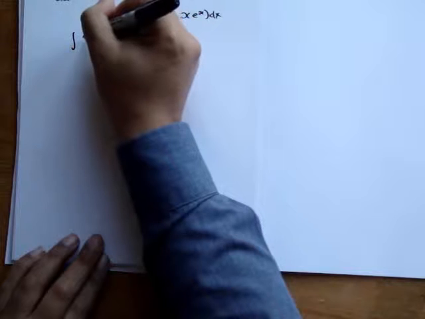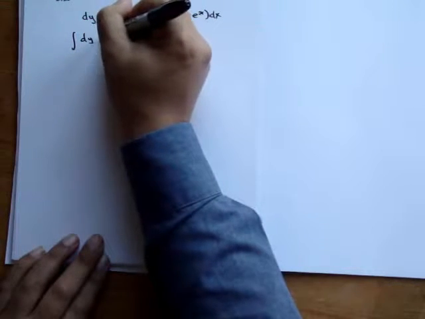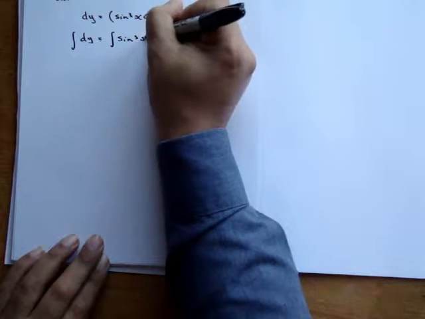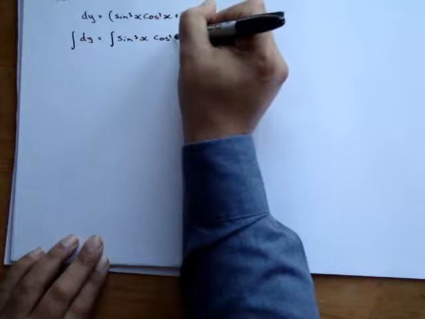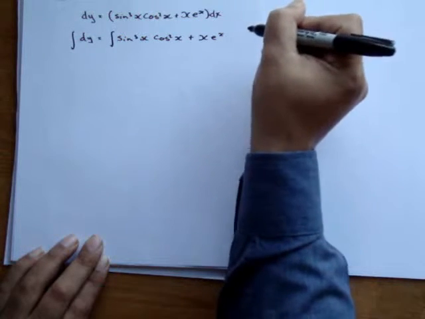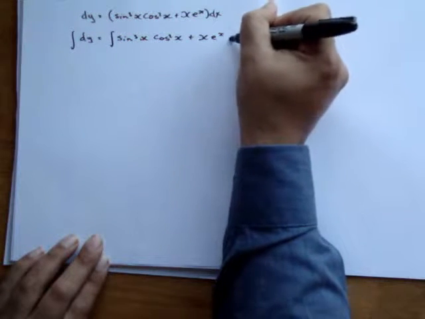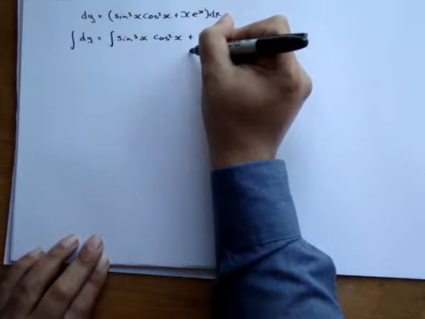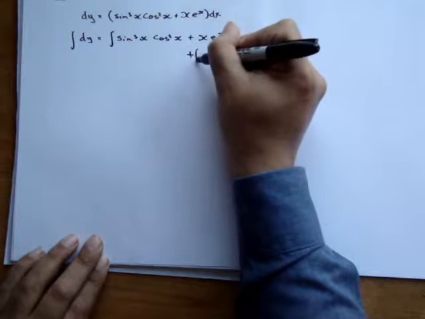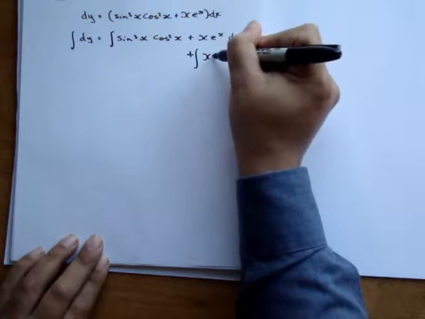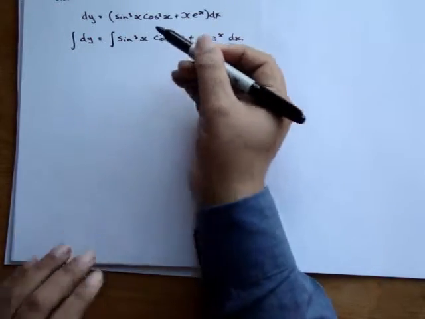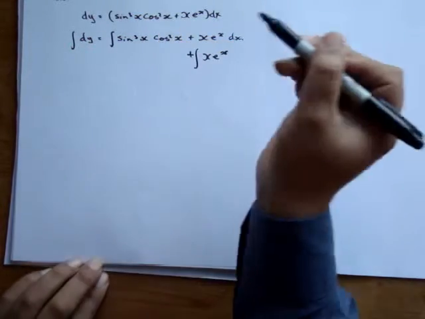Integrating on both sides, we get integral of dy equals integral of (sine cubed x cos squared x plus x e to the x) dx. Now, because we've got this plus sign here, we can integrate this separately. So this will become the integral of x e to the x, and then we can integrate the other part separately. So let's do this integration first.